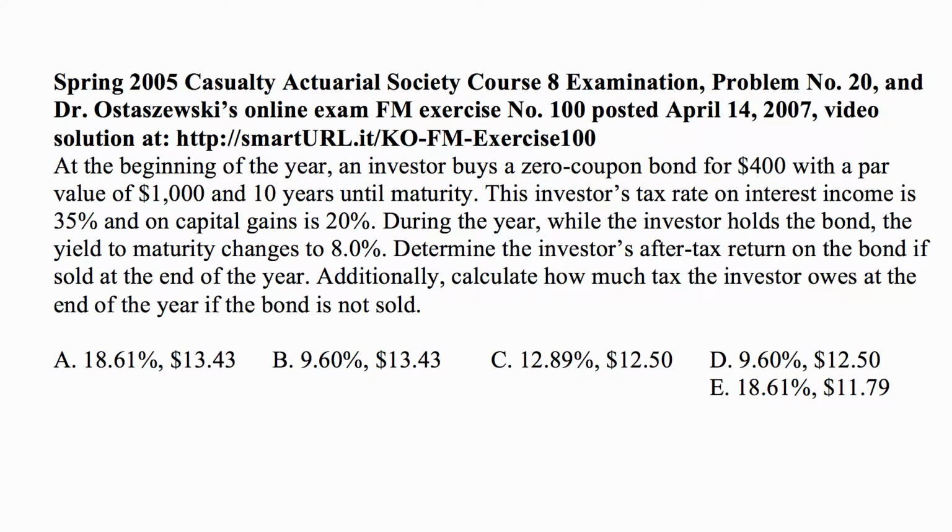Here's a problem for today. At the beginning of the year, an investor buys a zero-coupon bond for $400 with a par value of $1,000 and 10 years until maturity. This investor's tax rate on interest income is 35% and on capital gains is 20%. During the year, while the investor holds the bond, the yield to maturity changes to 8%. Determine the investor's after-tax return on the bond if sold at the end of the year. Additionally, calculate how much tax the investor owes at the end of the year if the bond is not sold.